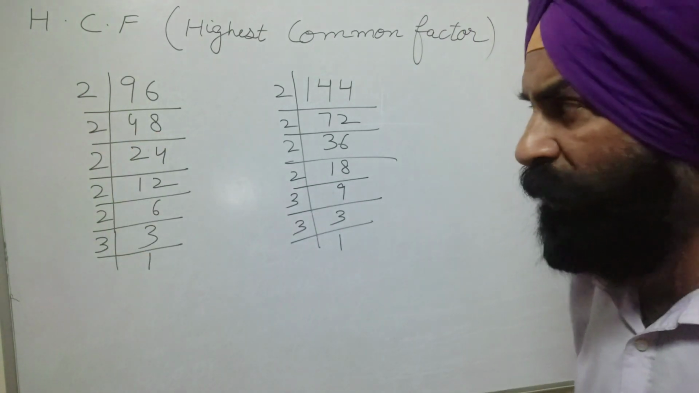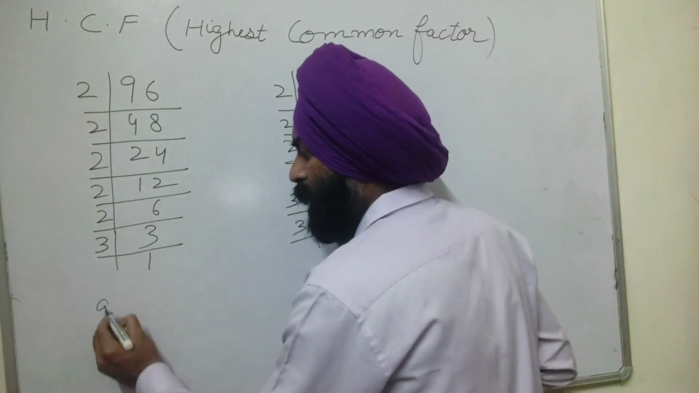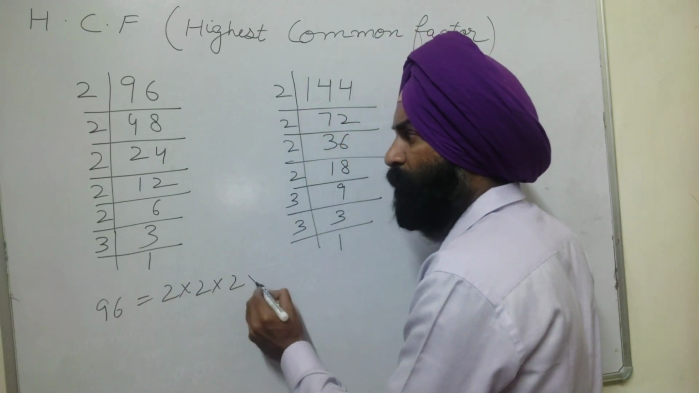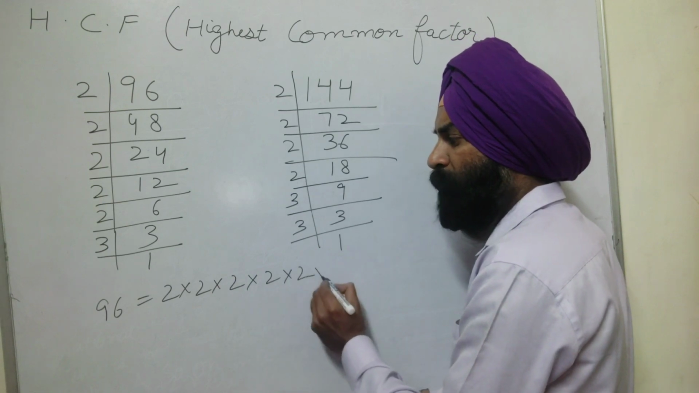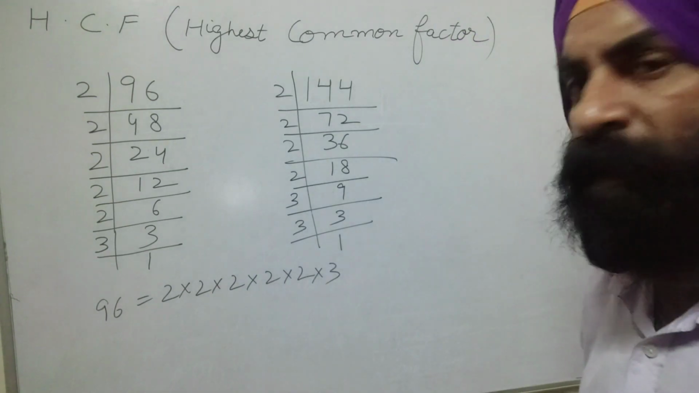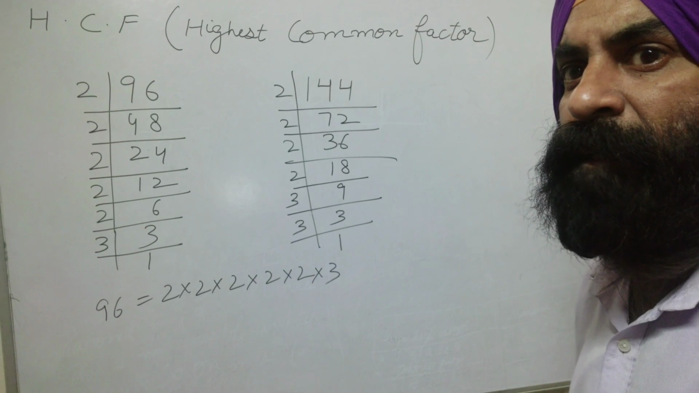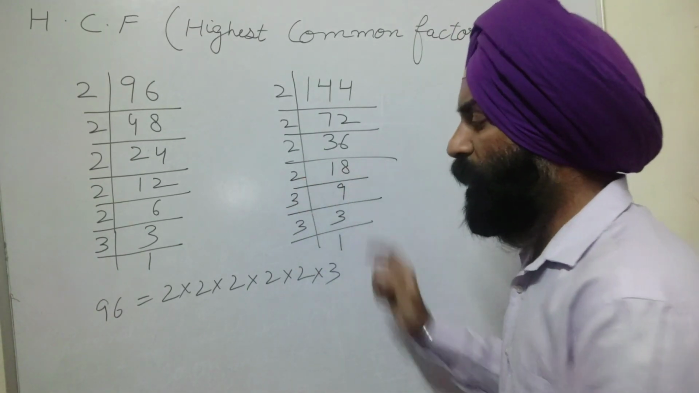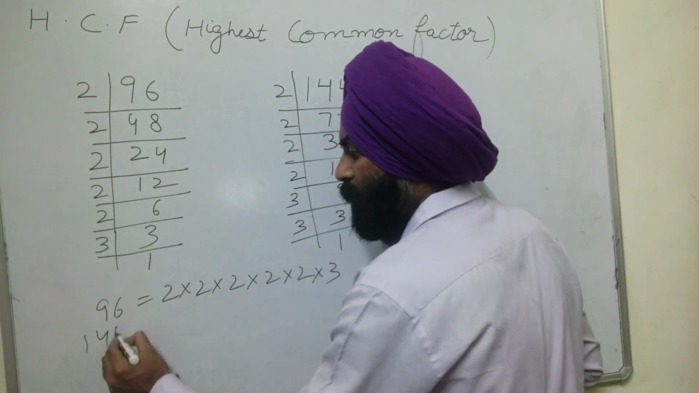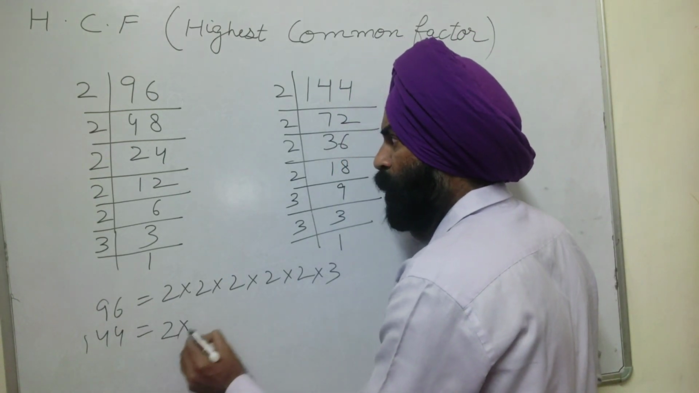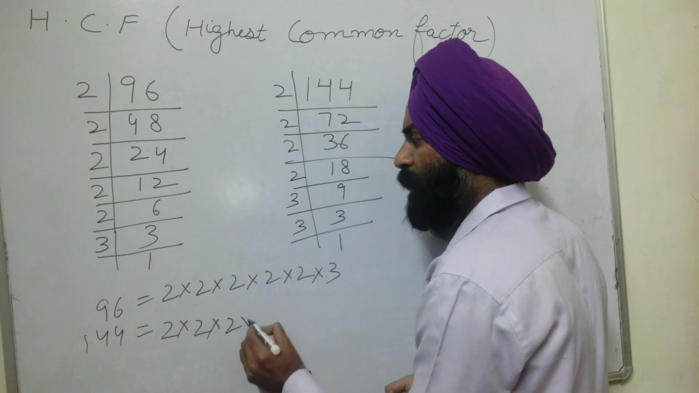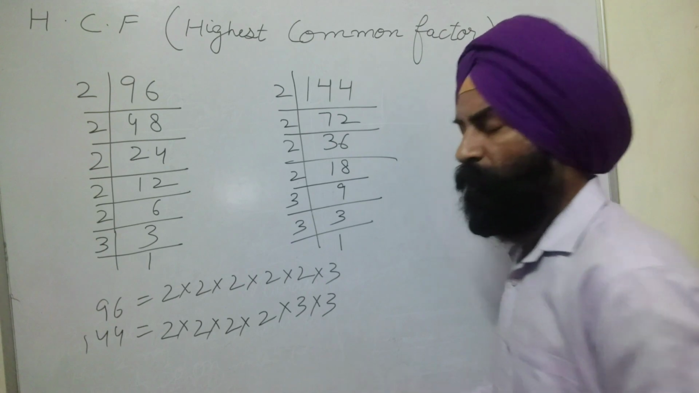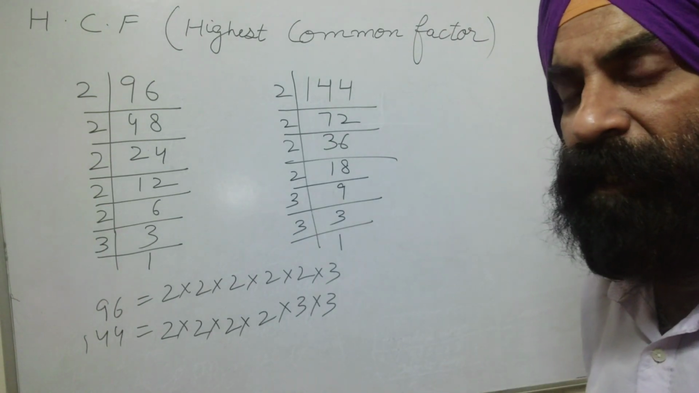Now we'll write the factors of both the numbers. 96 is 2 times 2 times 2 times 2 times 2 times 3. These are the factors of 96 I have written. Similarly, we'll write the factors of 144. So 144 is 2 times 2 times 2 times 2 times 3 times 3. So I have written the factors of both 96 and 144.